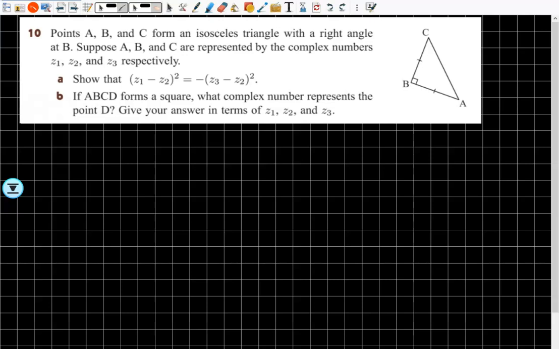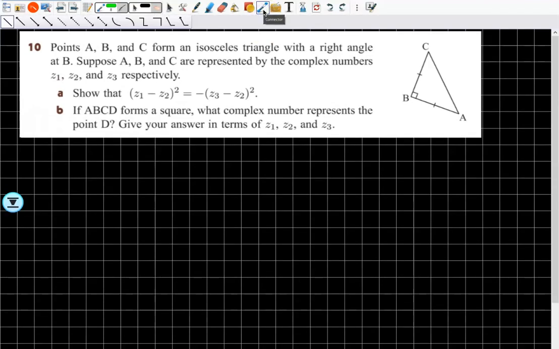So I've read the question. We've got an isosceles triangle. A, B, and C are represented by complex numbers Z1, Z2, Z3. If you hadn't realized, that's a heads up that we have to draw those vector type things in. I'm going to be nice and reasonably neat today.